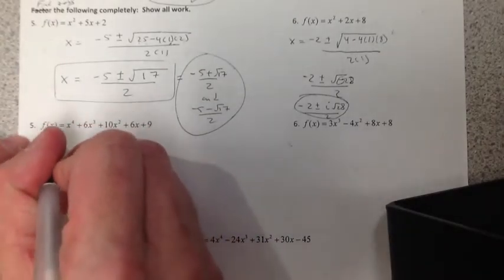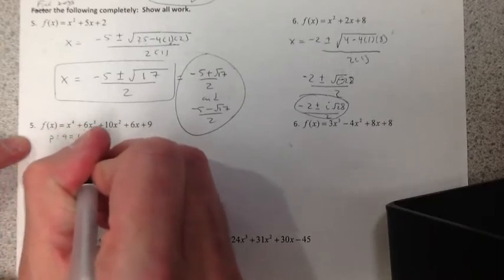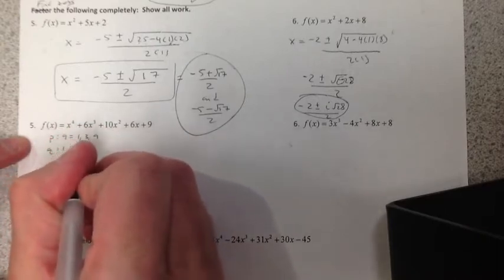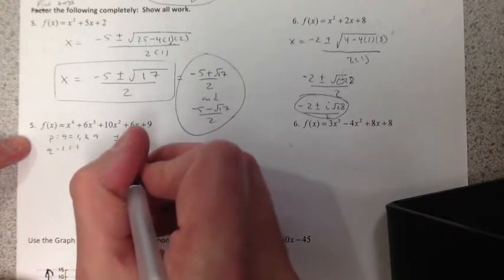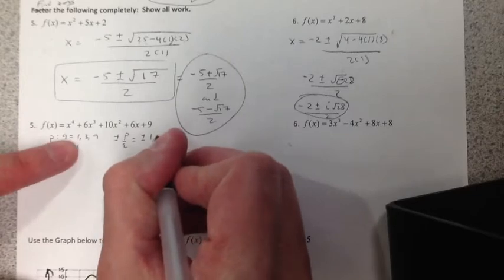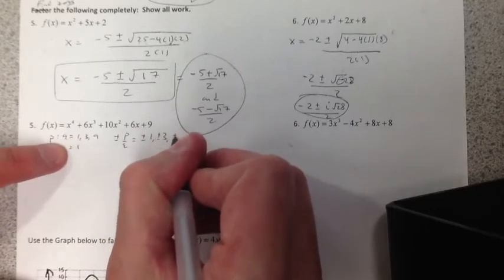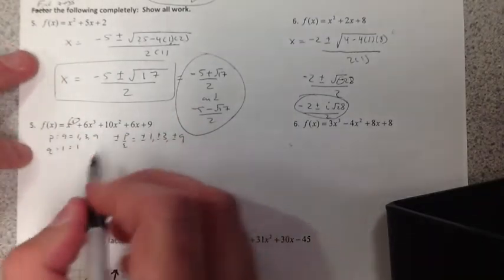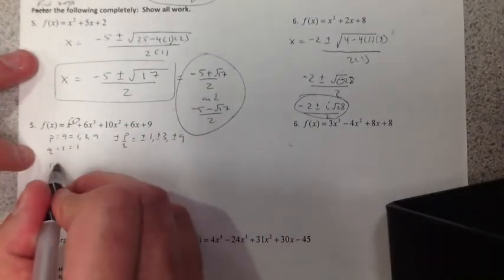Our P is 9, so we get 1, 3, and 9. Q is just 1. So our possibles are plus or minus P over Q. So it's plus or minus 1 over 1, plus or minus 3 over 1, plus or minus 9 over 1. Now, it's a power of 4, so that means we have to find two roots by our synthetic division method.